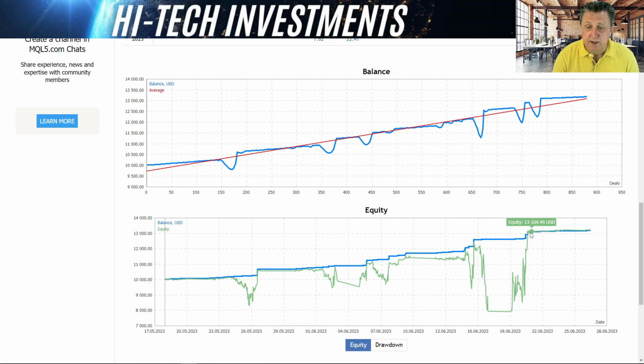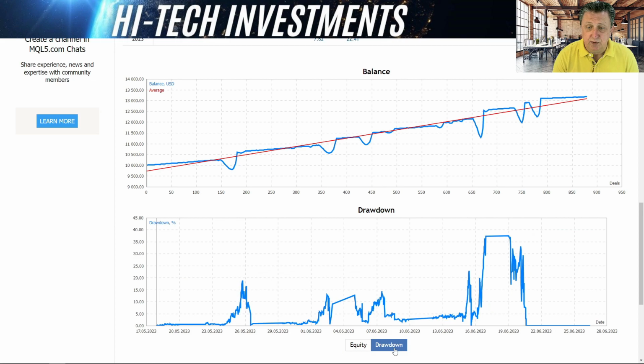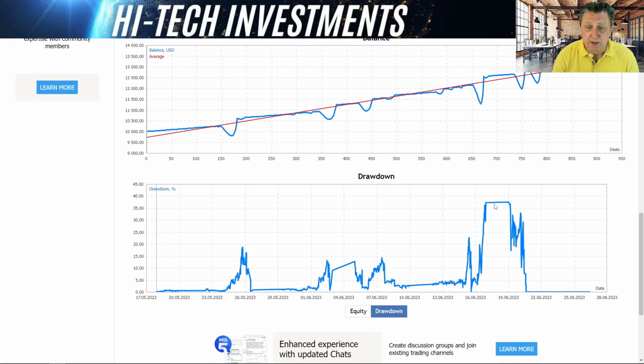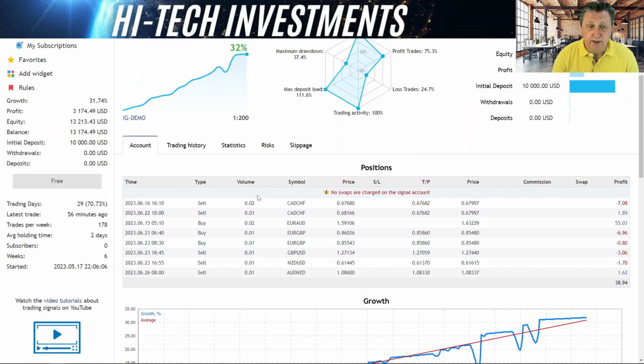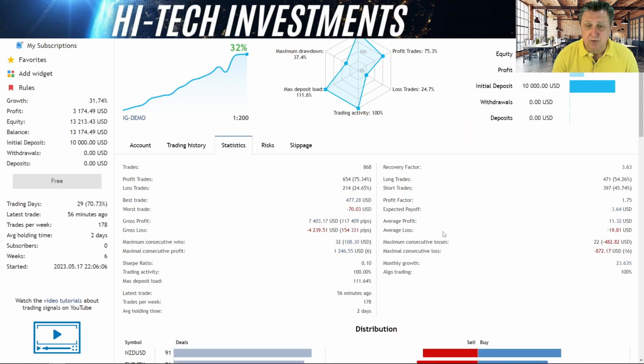I also have it here. So this was the major one that we had, and if we just turn the graph upside down, we'll end up with the maximum drawdown so far of 37%. That is obviously interesting, but as we said, there's the deposit load that we have to consider also. That normally doesn't really hit on most EAs. So let's go and have a look at the statistics also for this particular one.